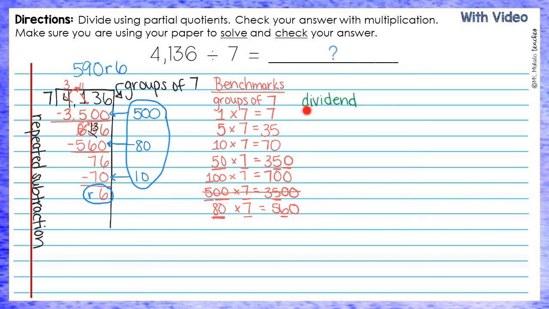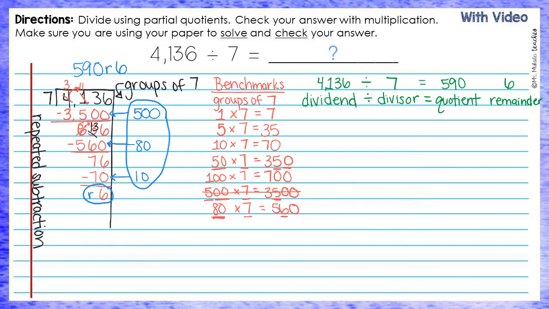In division, the number that we begin with is called the dividend. In this problem, 4,136 is our dividend. Then we're dividing the dividend into groups, and that number is called the divisor. In this problem, our divisor is 7, and our answer is called the quotient. The quotient that we found was 590. And then we also have a remainder. Those are the numbers left over, and we had a remainder of 6.